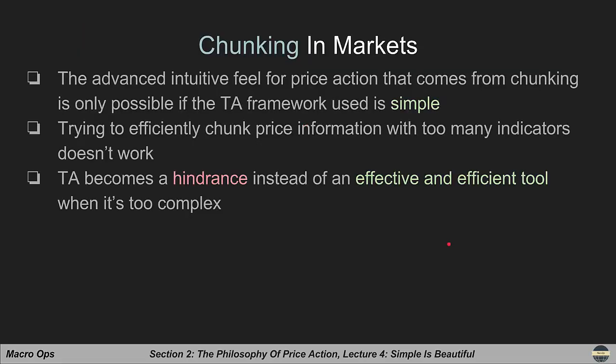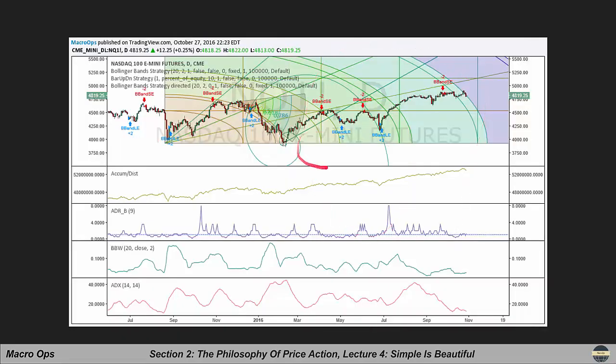So trying to efficiently chunk price information with a ton of indicators doesn't work. It's way too hard to do, and it becomes an absolute hindrance instead of an effective and efficient operational efficiency upgrade. So if we have a chart like this, back again to the curly Qs and every damn line oscillating up and down, it's extremely hard to look at this and make a quick, easy conclusion. You have to study it for a while, and this is not what we want in a price action method.